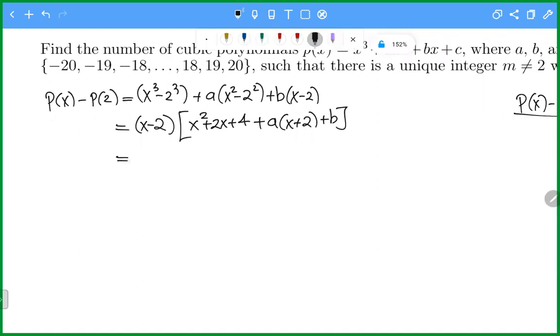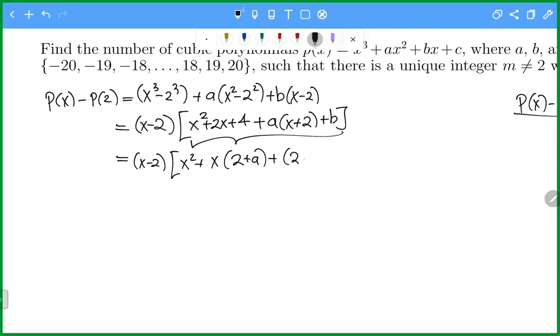And let's write the second term in a more organized way. So everything equals x minus 2 parentheses x squared plus x parentheses 2 plus a plus parentheses 2a plus b plus 4.